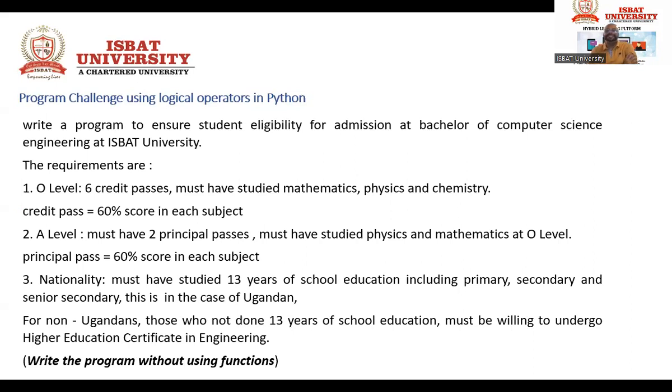Write a program to check student eligibility for admission to the Bachelor of Computer Science Engineering at ISBAT University. I'm just keeping some conditions. The requirements are, for O-level, you need 6 credit passes. This is a hypothetical condition. 6 credit passes, must have studied mathematics, physics, and chemistry. And 1 credit pass is equal to at least 60% score in each subject. Nationality: must have studied 13 years of school education, including primary, secondary, and senior secondary. Because in Uganda, you need 13 years of school education.